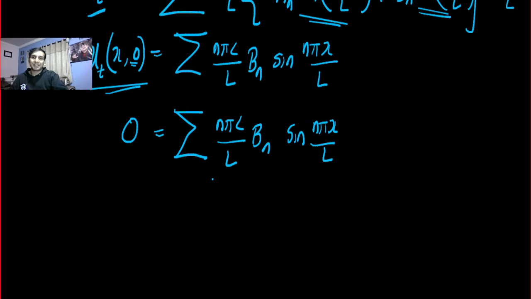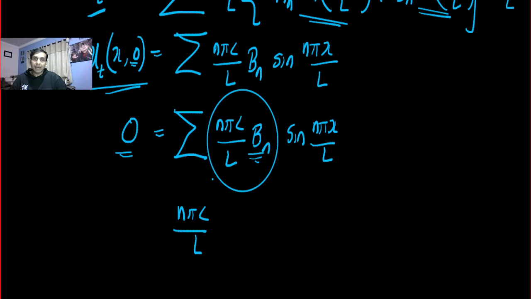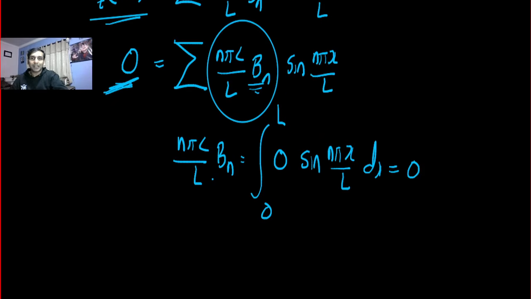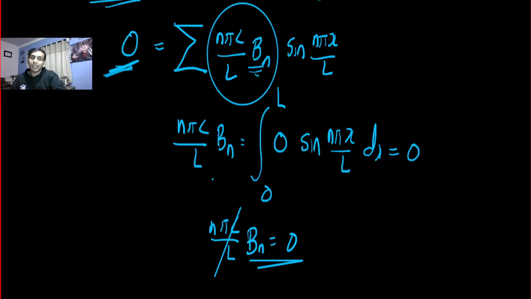Now, come on. I'm going to do one drama, but if you want, you can write bn equal to 0. Now look at this. I'm going to apply Fourier. So n pi c by l into bn equal to integral 0 to l. Come on, what is the function here? 0 multiplied by sine n pi x by l. So integration of 0, which is a definite integral, will give you 0. That means n pi c by l into bn equal to 0, so which gives bn equal to 0. That's it, we solved it.